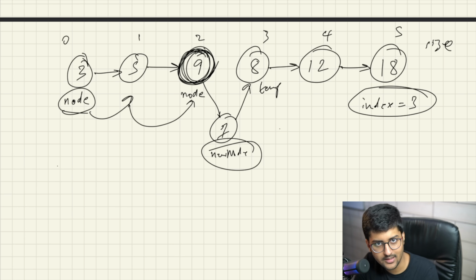I literally explained it right now, and I did it on the whiteboard. Then I did the same thing in code, just one or two lines only. Linked list is not difficult at all. It's actually pretty simple.